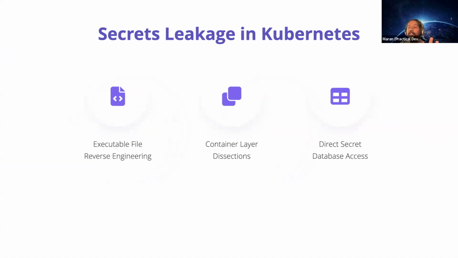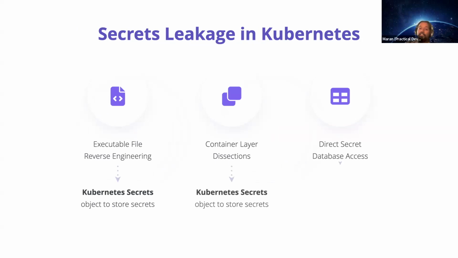And we've seen this before. Leaks in Kubernetes: executable files, you don't want secrets in your executables. Maybe you want to use Kubernetes secrets instead. Container layers, you don't want to put secrets in your container layers. You want to use Kubernetes secrets instead. And when you're using Kubernetes secrets, you make sure you have encryption configuration and you use an external key management solution to store the encryption and decryption key. That can be HashiCorp Vault or one of the secret management solutions from the big three cloud providers.